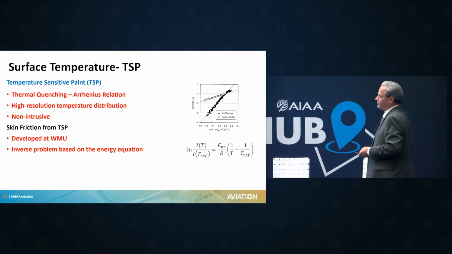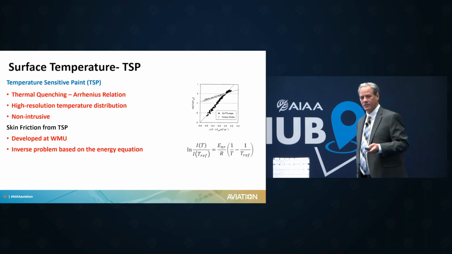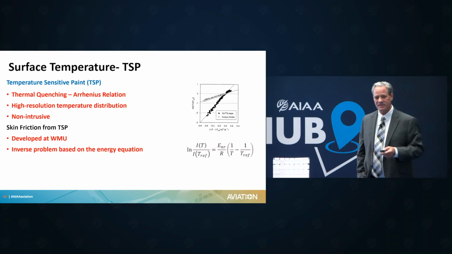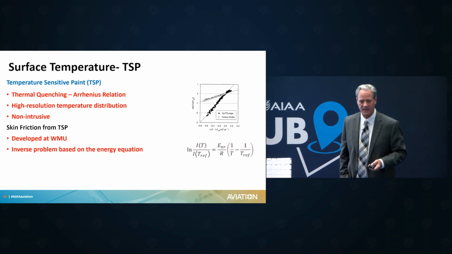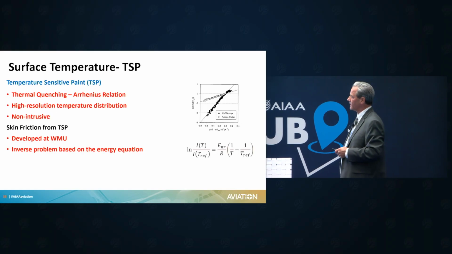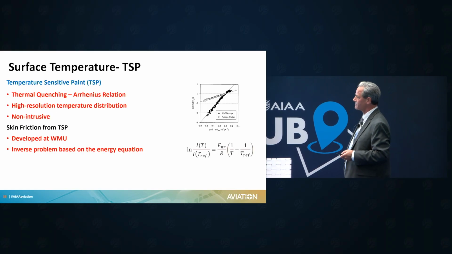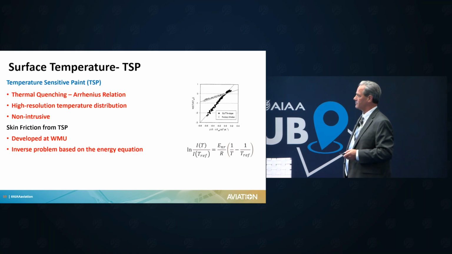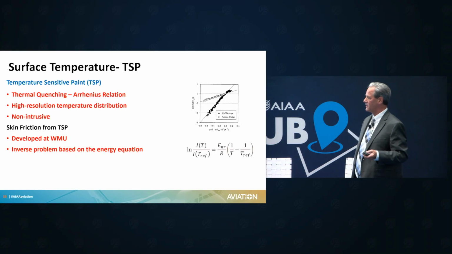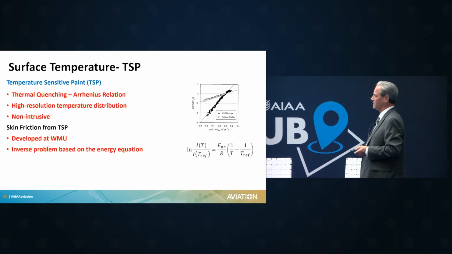TSP, nothing new, but what is new is that we're able to extract skin friction from TSP. That is new. It's basically thermal quenching. It's a high resolution temperature distribution. It is, of course, non-intrusive. Skin friction was developed at Western Michigan University, and it's based on the inverse problem of the energy equation as shown here.